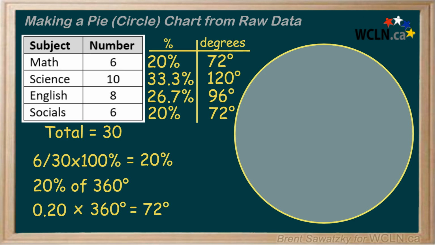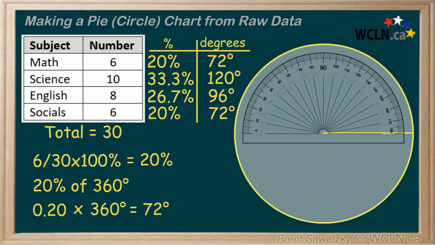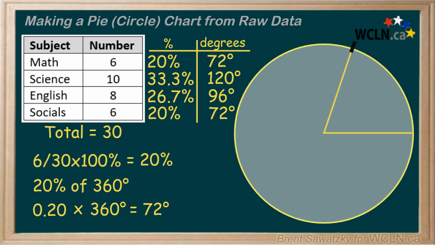So let's begin by marking a starting point, a reference line, a line from the center to any edge of the circle. Our next line needs to be drawn at 72 degrees from this reference. So let's grab our protractor and align the baseline on our reference here, and then mark 72 degrees, and we draw another radius, the second border for that segment, and we'll label it as math.